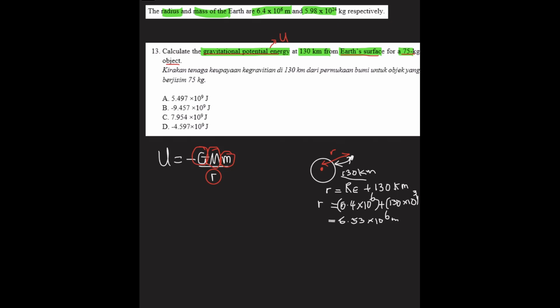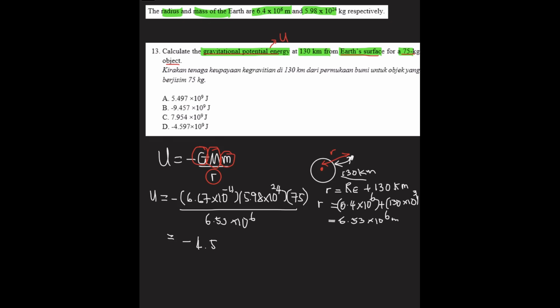Alright, after that we can substitute into this equation to find U. The value of G can also be obtained from the list of constants that will also be given in your PSPM. G is 6.67 times 10 to the power of negative 11. Capital M is the mass of Earth, which is 5.98 times 10 to the power of 24 kilograms, and the other m is the mass of the object, which is equal to 75 kilogram. Divide by R, which is 6.53 times 10 to the power of 6 meters. So the answer you will get is negative 4.58 times 10 to the power of 9 joule, isn't it?